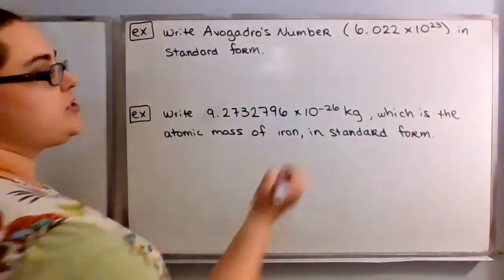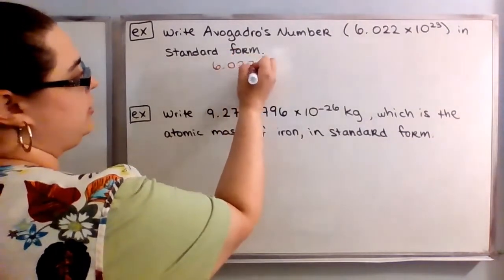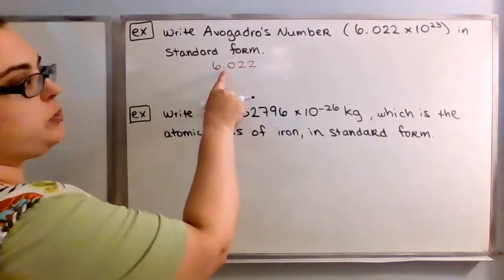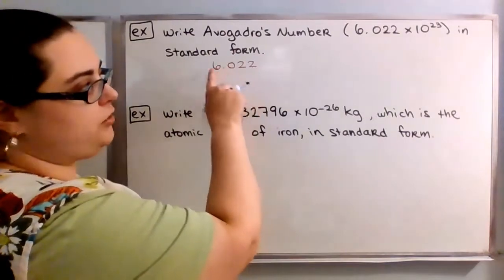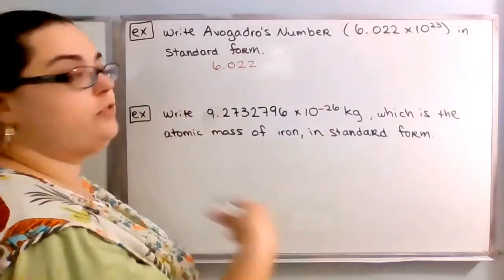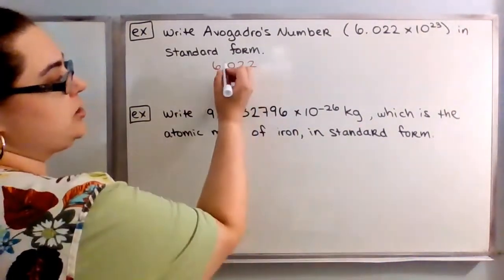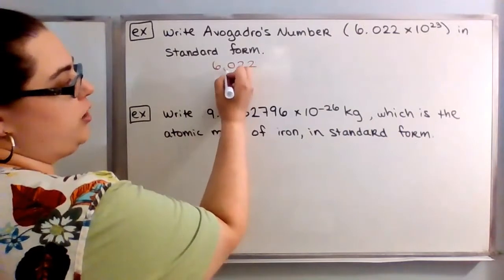So I'm going to start out with my 6.022, and I have to move this decimal point 23 spots. As you can see, I don't have 23 digits here, so however many more digits I have to move, I'm just going to throw in zeros. So I'm going to start moving it.